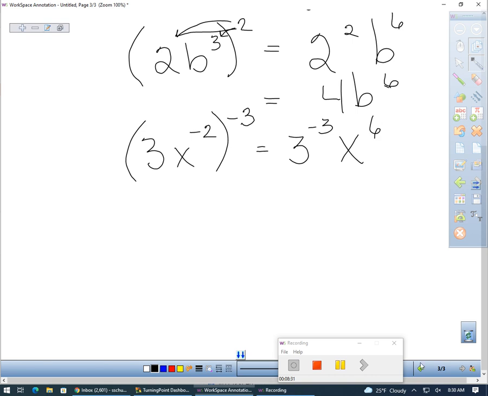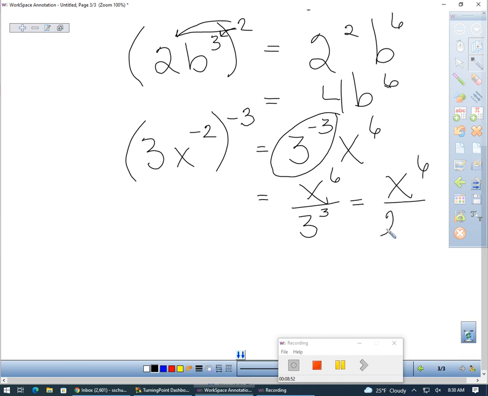All right. So now what do we have to do next? We have a negative exponent. So what does that mean we do? Put it in the dungeon. Yes, I agree. So just this term is going to move to the bottom, right? So we have x to the 6 over 3 to the positive 3. And then if we simplify that, we get x to the 6 over 27.